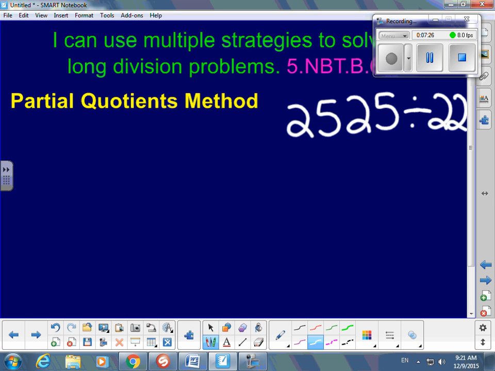We're going to start with the 22. Very nice job. And what are we going to round that to? 20. We want to make it nice and easy. Okay. All right. So now we need a compatible number for 2,525.